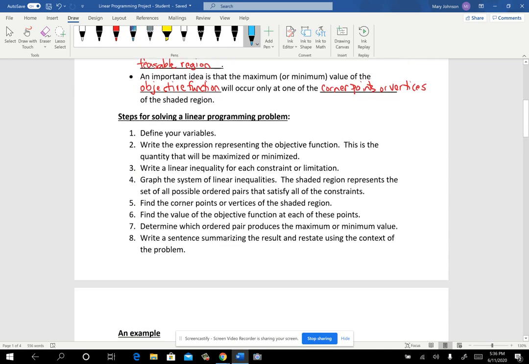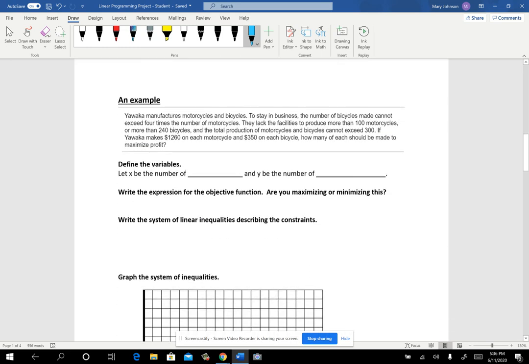So let's go ahead and just do the example. All right, so here's the situation. Here's a company that's manufacturing motorcycles and bicycles. To stay in business, the number of bikes cannot exceed 4 times the number of motorcycles. They lack the facilities to produce more than 100 motorcycles or more than 240 bicycles. And already you're probably like, oh my gosh, how am I supposed to remember this? Well, you're not. You're supposed to do a quick read to see what's going on, and then you start setting it up and working with it piece by piece. Okay.